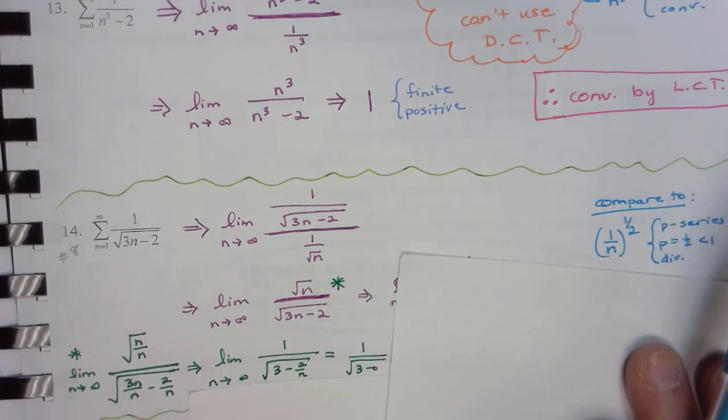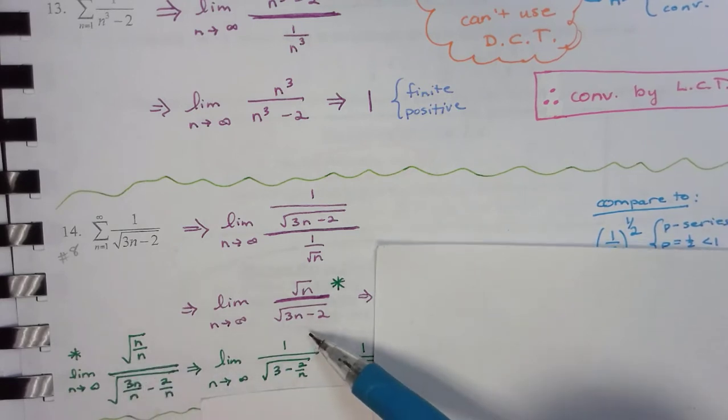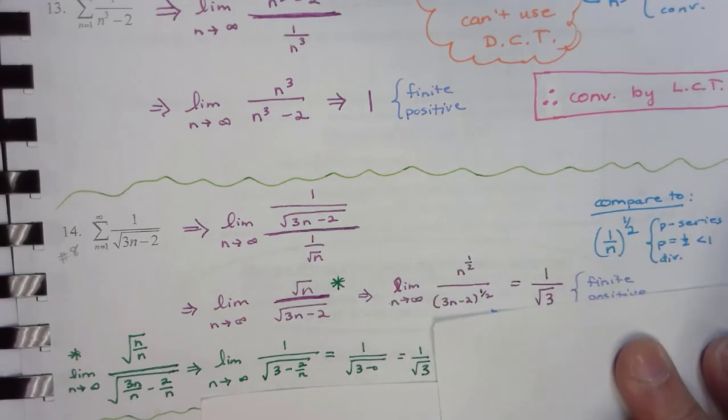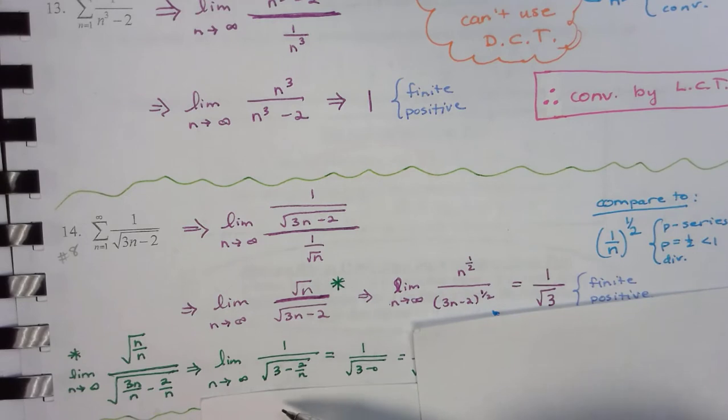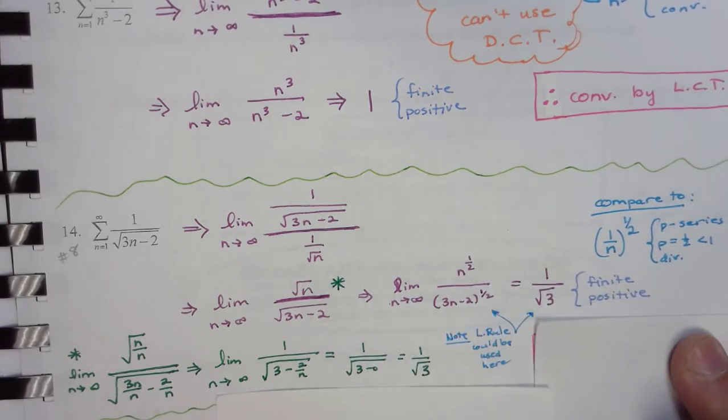This is going to give us the limit as n goes to infinity of 1 on top over the square root of 3 minus 2 over n. Okay, that gives us 1 over the square root of 3, which is finite and positive.